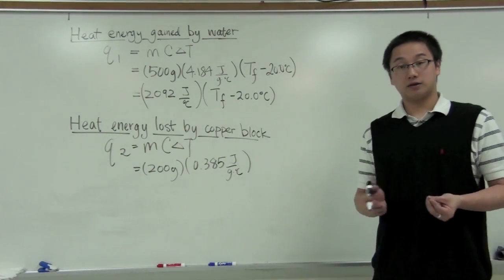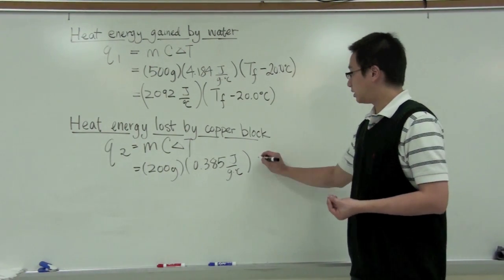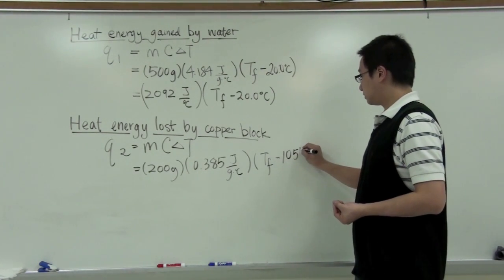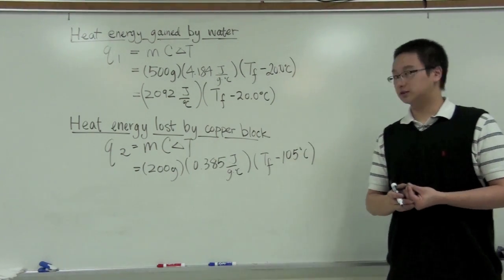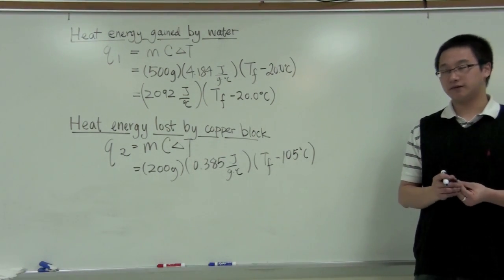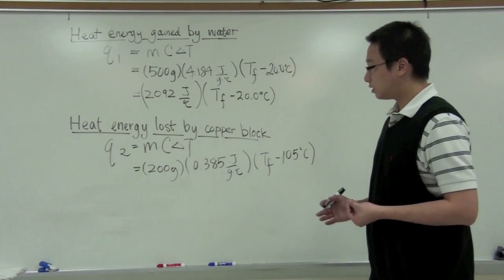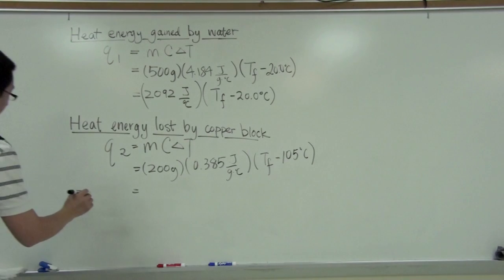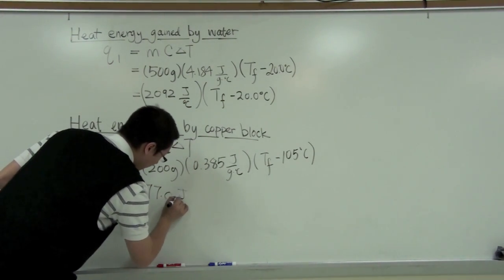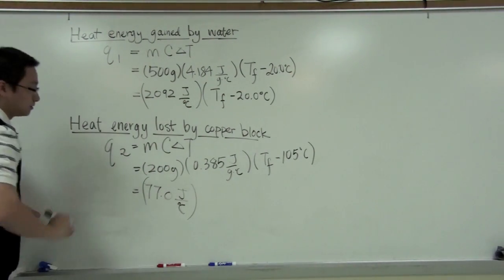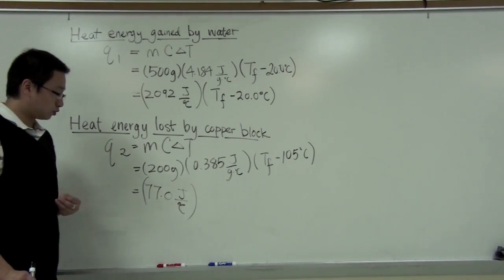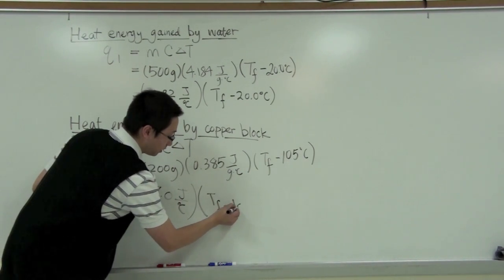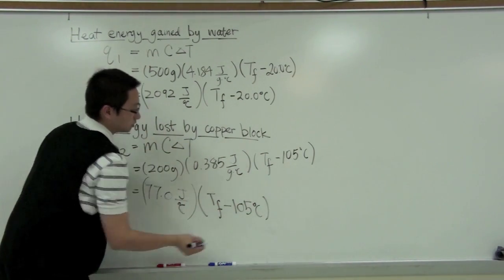And again, the change of temperature is equal to final minus the initial, and in this case the initial is 105 degrees Celsius. Let's do a little bit of simplification on this side. 200 times 0.385 is equal to 77 joules per degree Celsius. And then, final temperature minus 105 degrees Celsius.